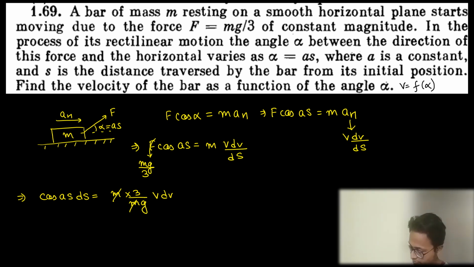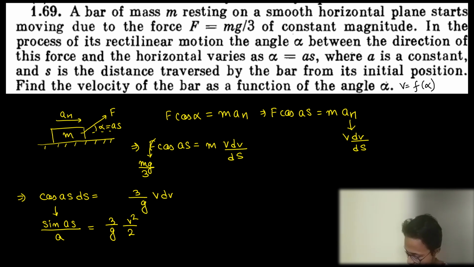So if I solve this one, I'll get nothing but 3 by g v dv. Integration of cos as ds will be nothing but sin as by a, is equal to 3 by g into v square by 2, the integration of this one, plus some constant. Now I have to put a boundary condition to solve for this constant. Okay, what are the boundary conditions? See out here.